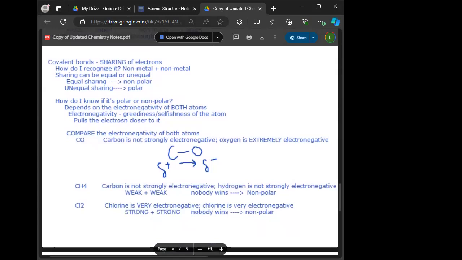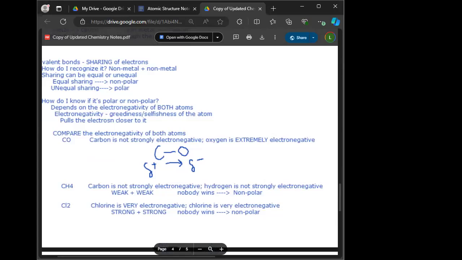Okay, so then you might be wondering, okay, but how are we going to figure out if it's polar or not? Okay, so whether a molecule is polar or not is really going to depend on the electronegativity of the atom. It's like, what? What is electronegativity?